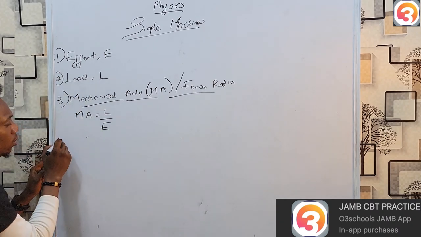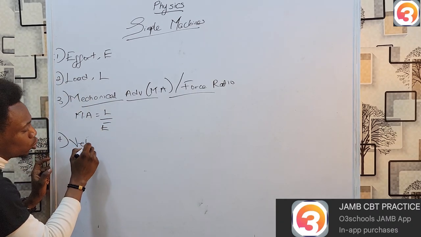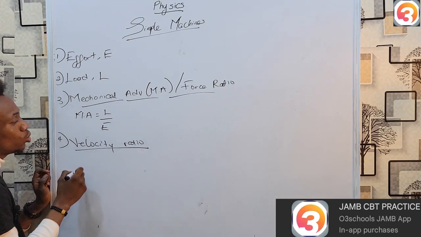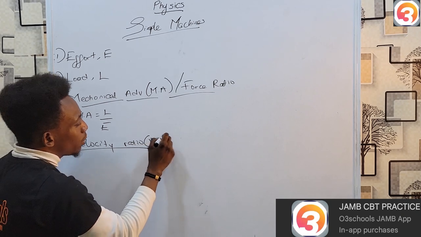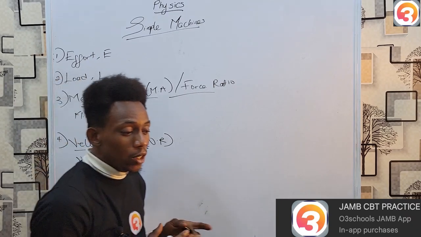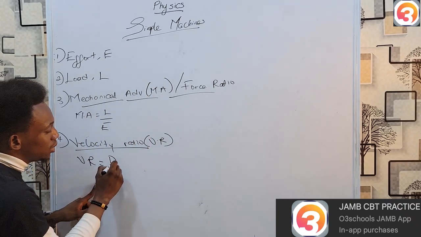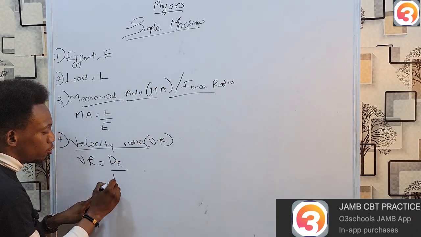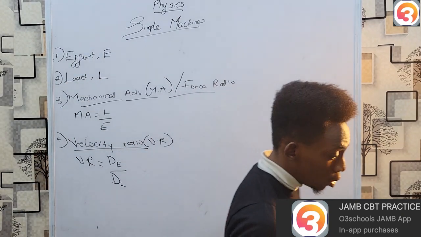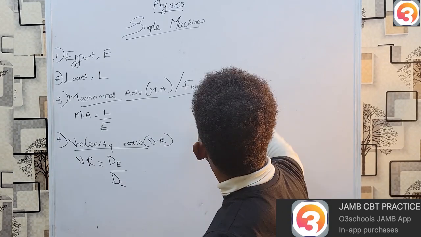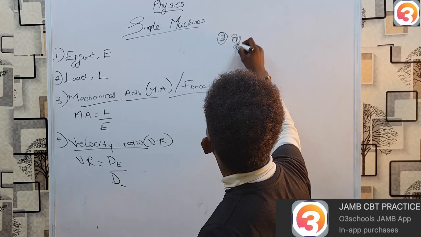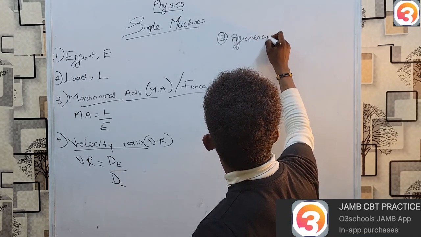But then we now have velocity ratio. Now, velocity ratio is the ratio of the distance being moved by the effort to the distance being moved by the load. Distance moved by effort, which we shall symbolize with dE, over distance moved by the load, dL. That's velocity ratio. And then the fifth, by no means any less important, is your efficiency. The efficiency of this system.